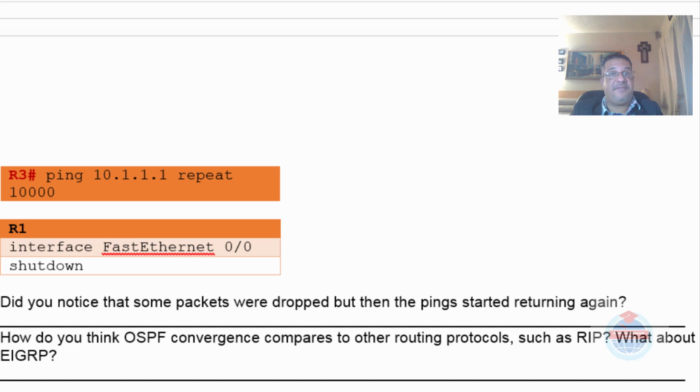OSPF can do a faster convergence because of a faster calculation algorithm. One more thing that I want to explain to you guys is that OSPF can work very well in a small and very well in a large environment. RIP doesn't work quite like that. What about EIGRP? EIGRP I think is the fastest one, and it was extremely made for large environments.